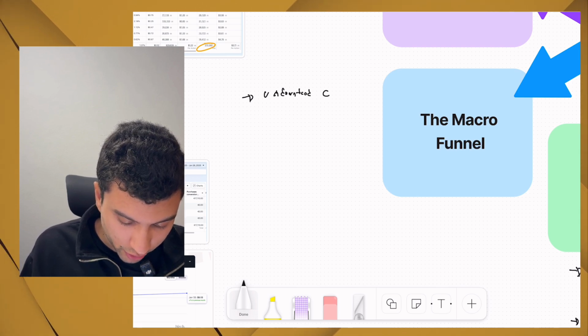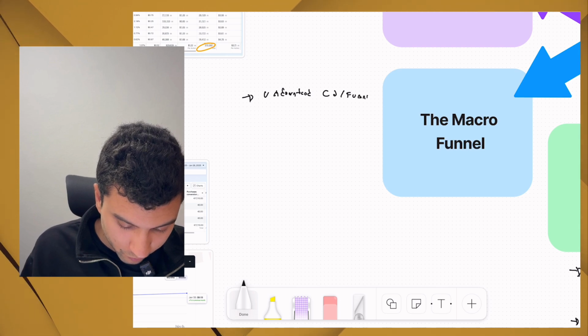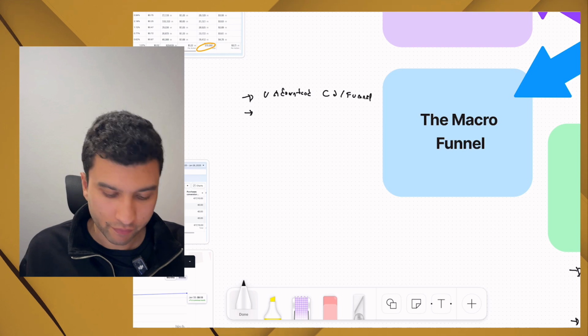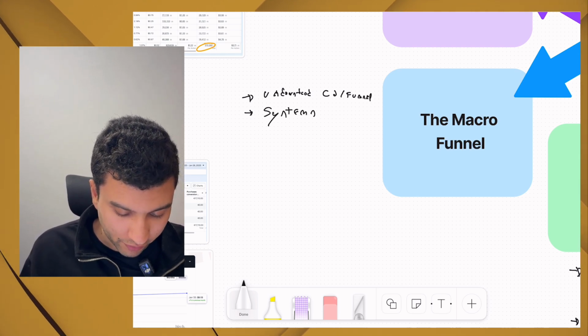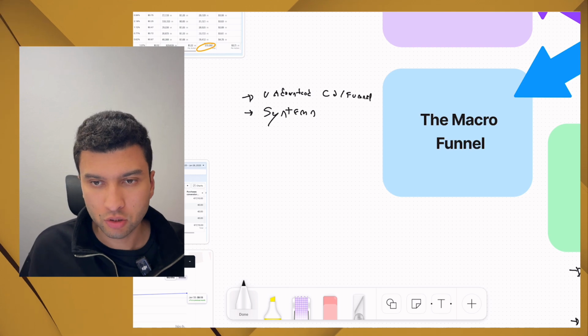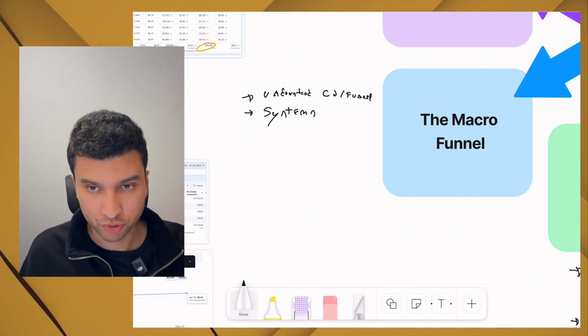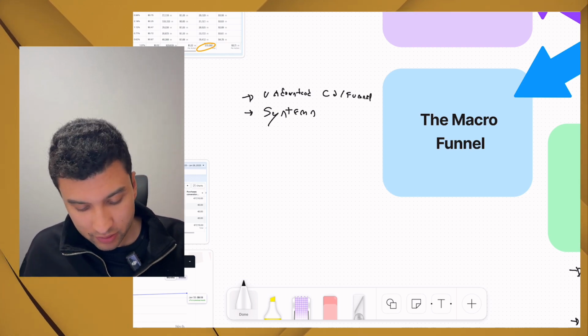Understand the customer journey, the funnel. Then you're going to have to have the systems. So you're going to have to have systems in place to actually convert cold audiences into customers. And depending on your business, this might be different things.